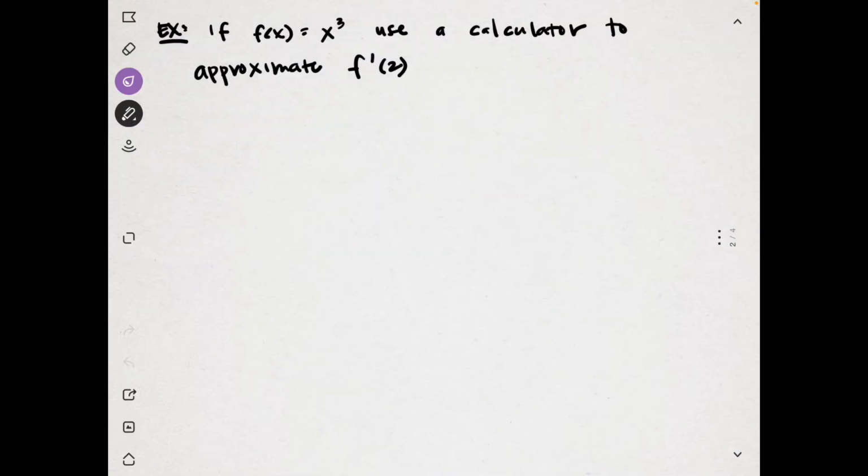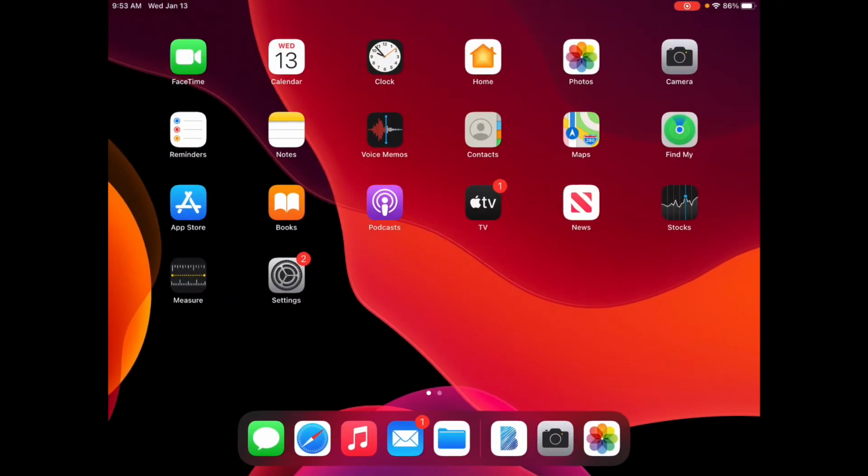Okay, for the next one, it says if f of x equals x cubed, use a calculator to approximate f prime of 2. The cool thing about this one is we're not going to graph it. We're going to use the calculator to calculate the derivative. So let's go back here to our camera.